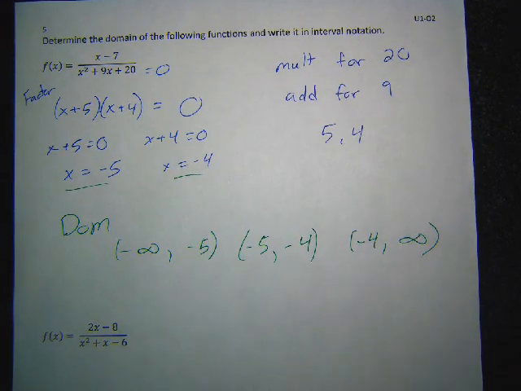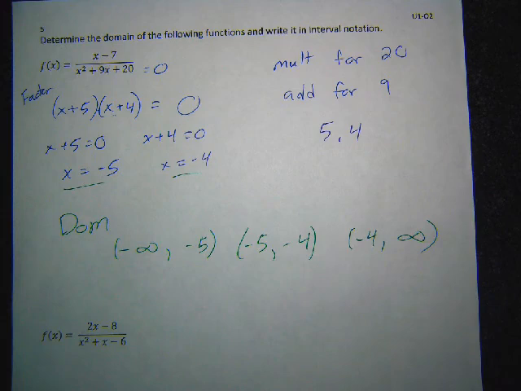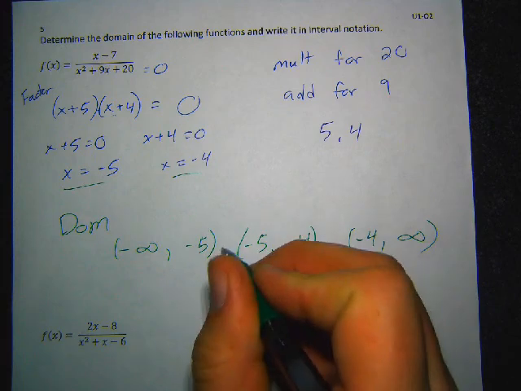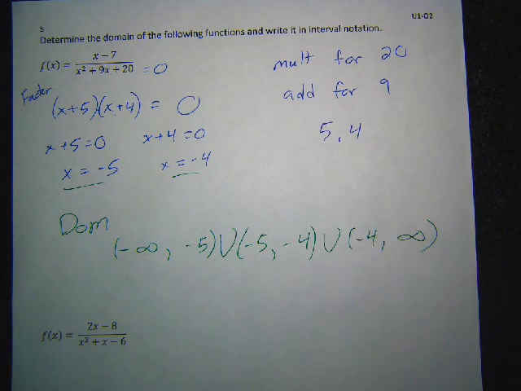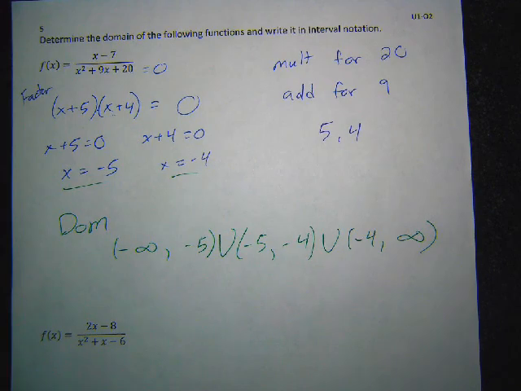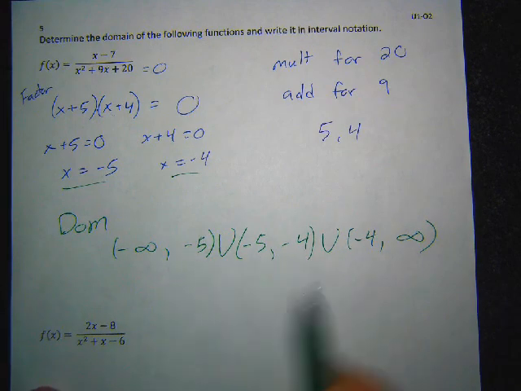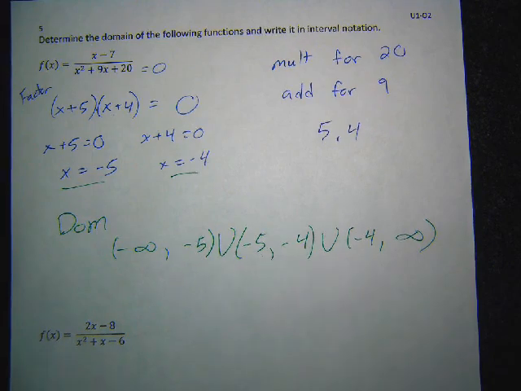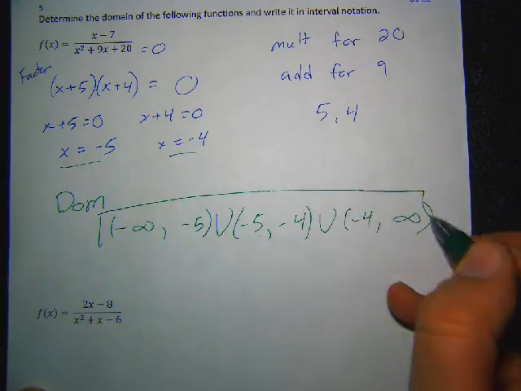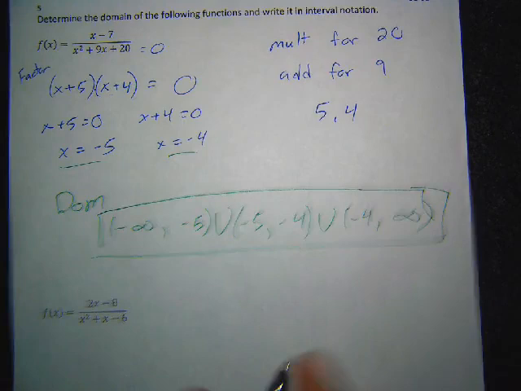So this is my domain. Now it's got 3 pieces to it. So we're going to use a symbol here. This is called the union symbol. And the union symbol, we use that union symbol to put the sets together. So we're putting these sets together. Union just puts it all together and gives us one big answer. Like that. So that would be our answer.